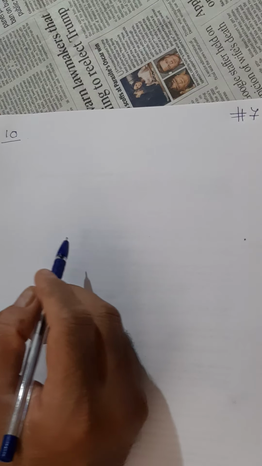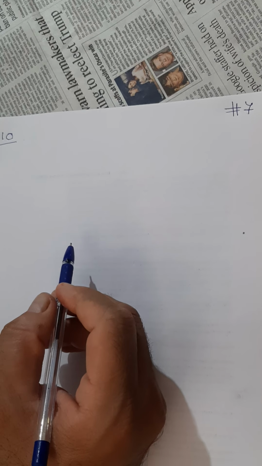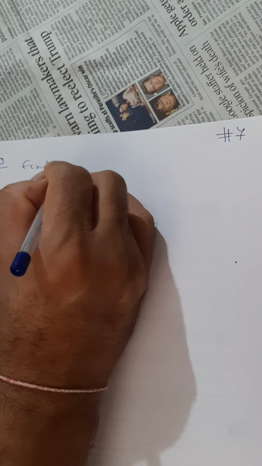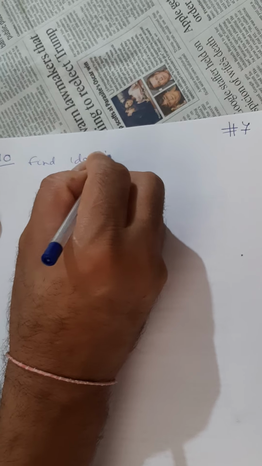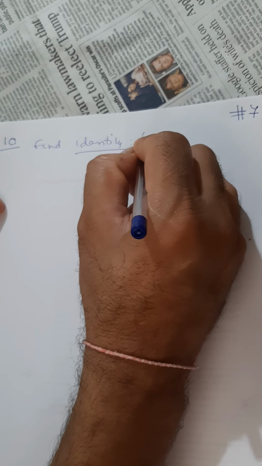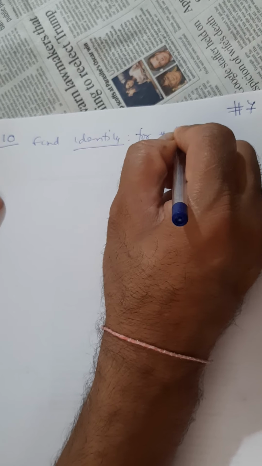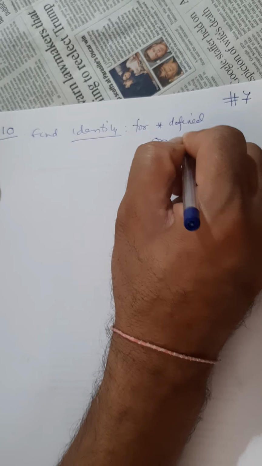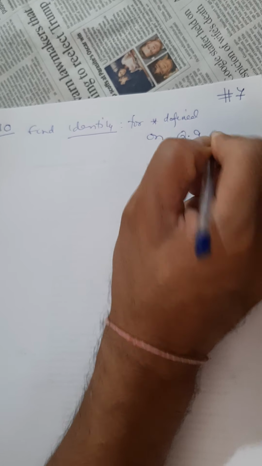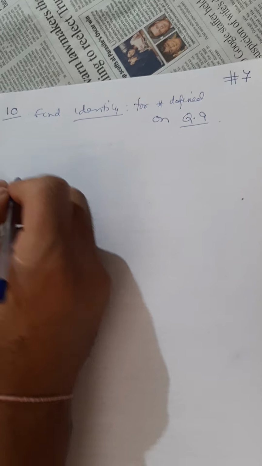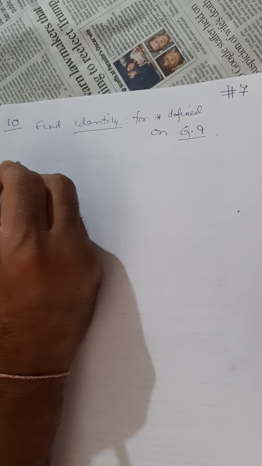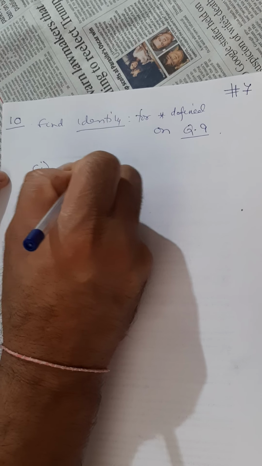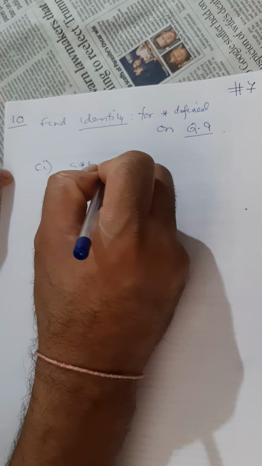Question number 10, that is, you are asked to find the identity for the star defined in question number 9. So I'll go to, for example, the first question. There again a asterisk b equals a minus b.